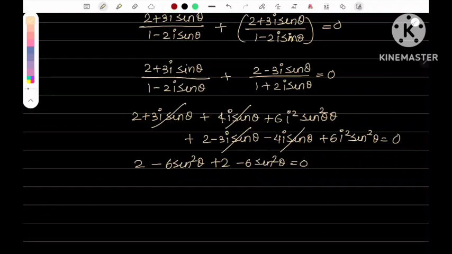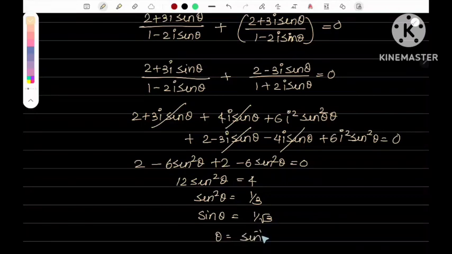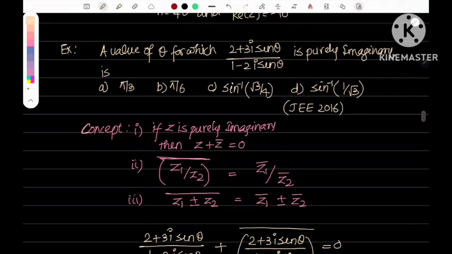You get 12 sin square theta, right? So if I take it on the right hand side, it will become 12 sin square theta is equal to 4. Sin square theta is equal to 1 by 3. So sin theta is equal to 1 by root 3. Theta will become sin inverse 1 by root 3. I think the answer is D.